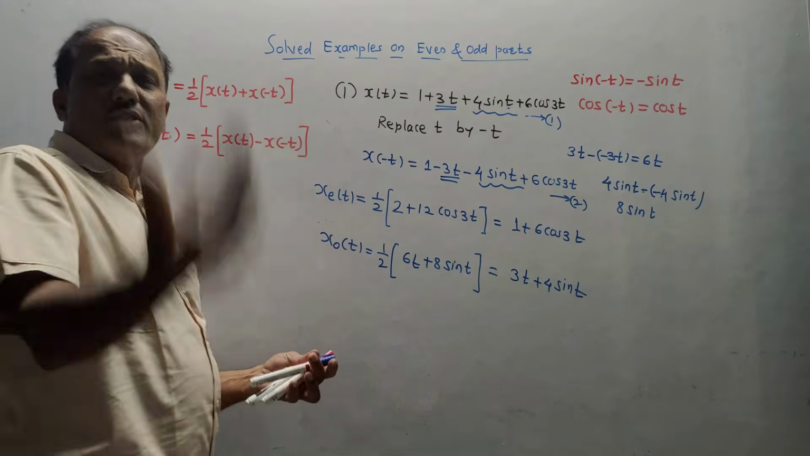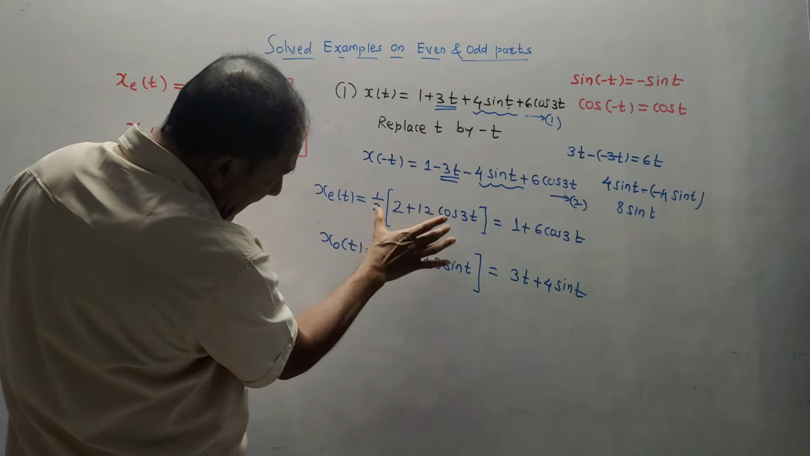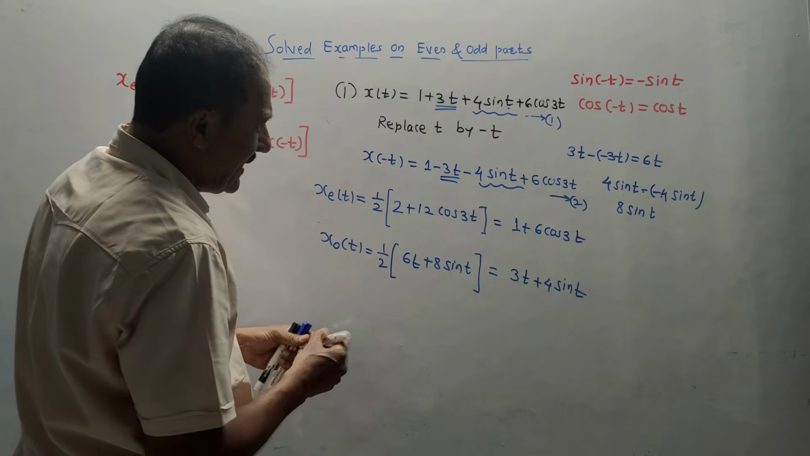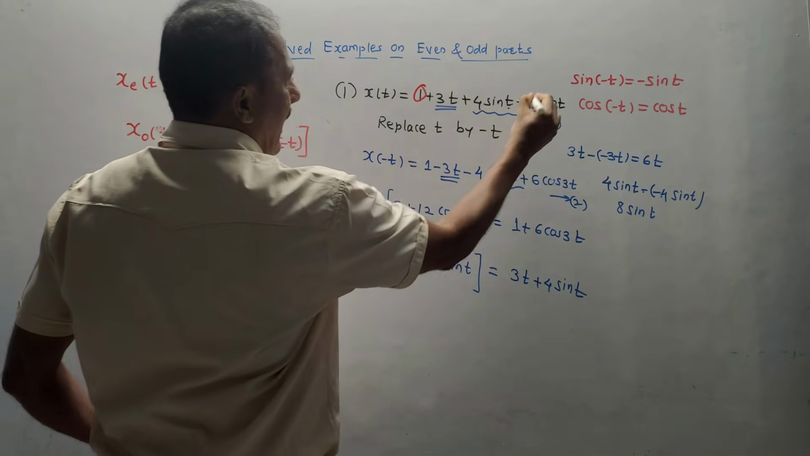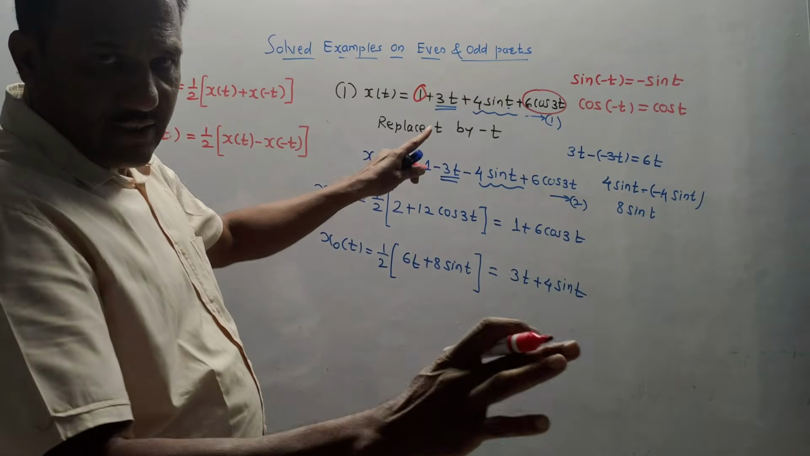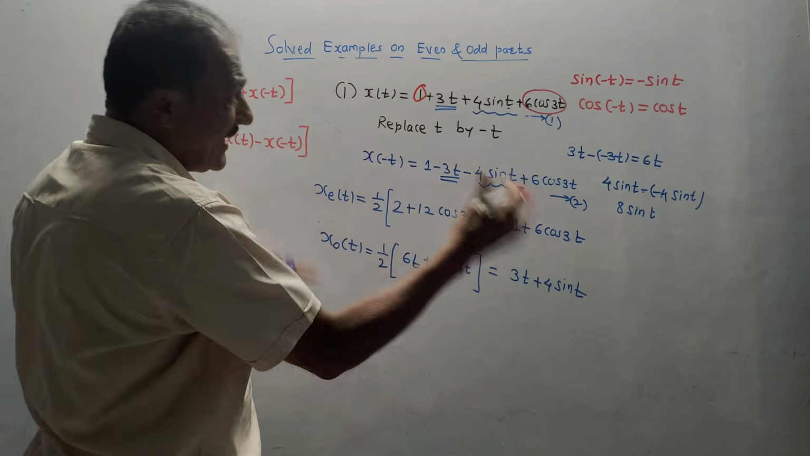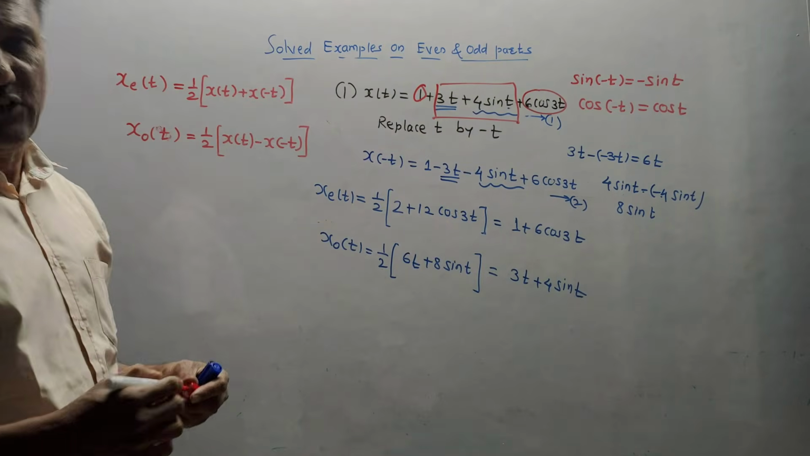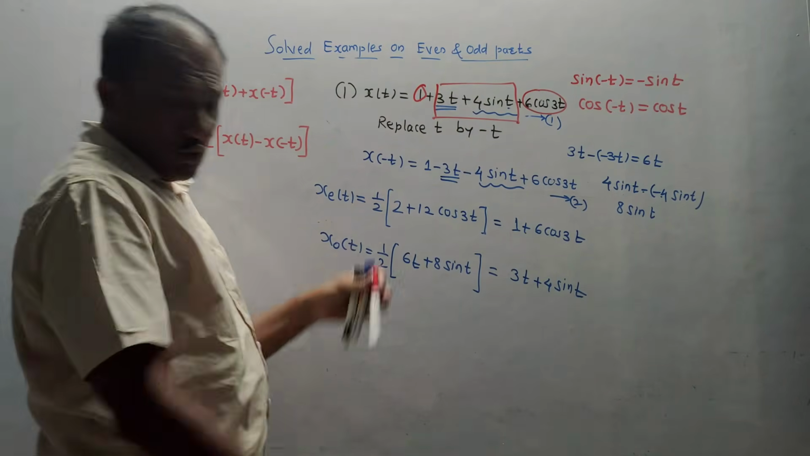Now I will tell you one more simplest trick. Once you calculate the even part, see, we have first calculated the even part. What is the even part? The even part is this term 1 and 6 cos 3t. Once you calculate the even part, naturally the remaining part is the odd part. So directly you can write the answer. This is the odd part. That's what we got after doing the calculation. So this is the way to solve the numericals.